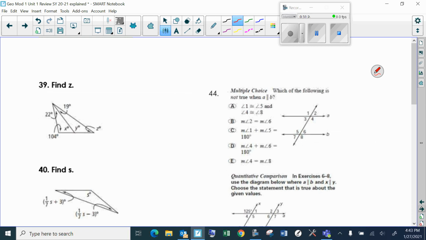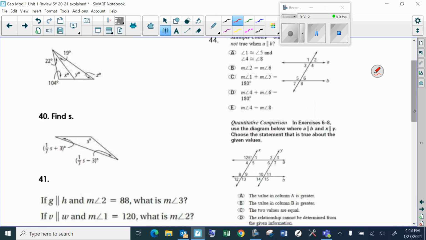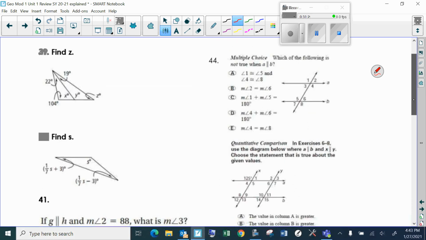Okay, let's go to the last page. Find Z. All right. So in order to find Z, I need to have Y, which means I have to have X. So I use the triangle sum theorem to get X. 126 from 180 is 54. Makes this 126, which I could have got that right away from the exterior angle theorem if I wanted to. And now I have a triangle sum theorem. 126 and 19 is 145 from 180, because it's a triangle sum theorem. 145 from 180 is 35. So Z is 35 degrees.